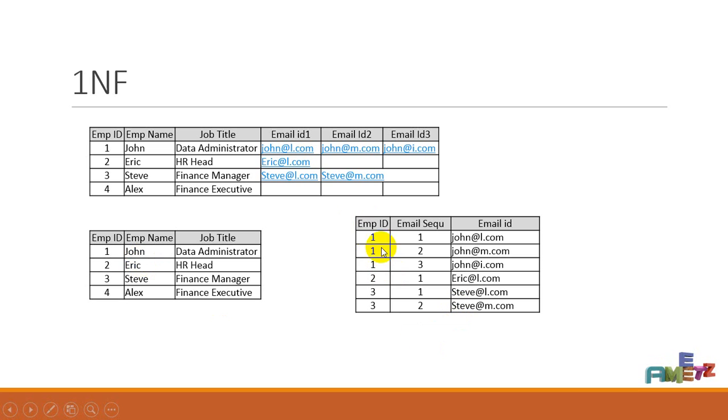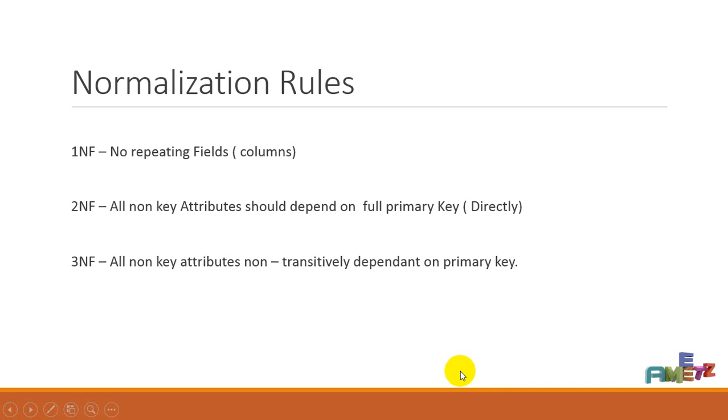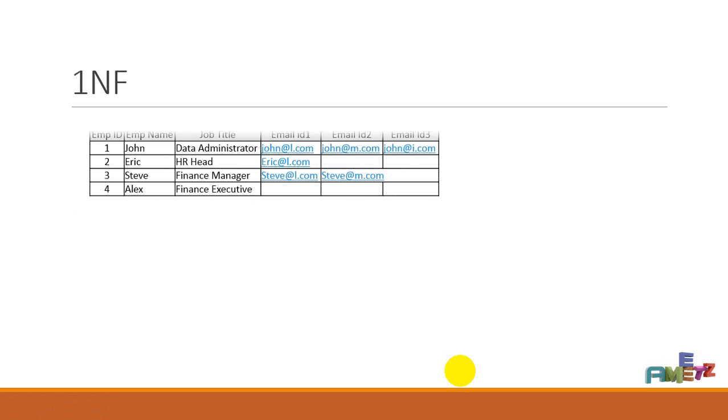Here the foreign key is your employee ID. We are linking the data from employee ID to employee ID, and we are preparing a report based on that: John has 3 email IDs, Eric has 1 email ID, and Steve has 2 email IDs. So this is basically to eliminate the redundancy and the repeating fields, which is what 1NF is saying.